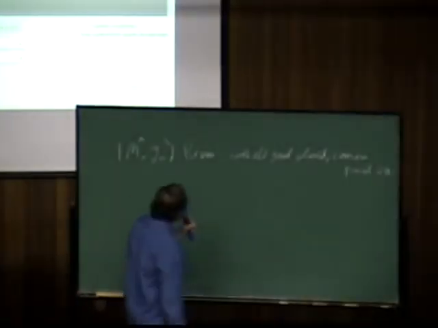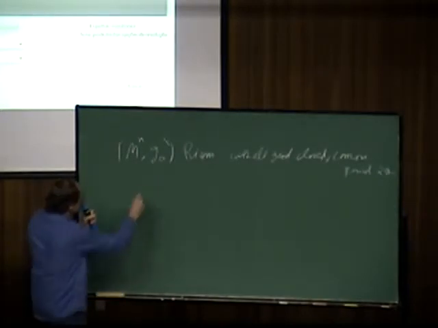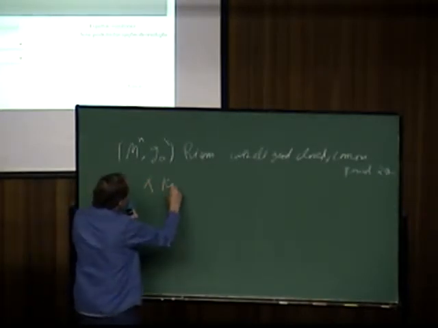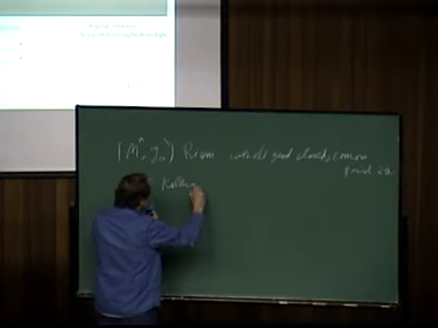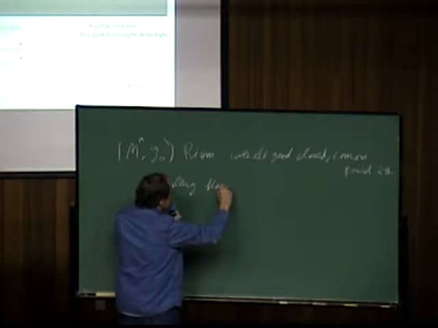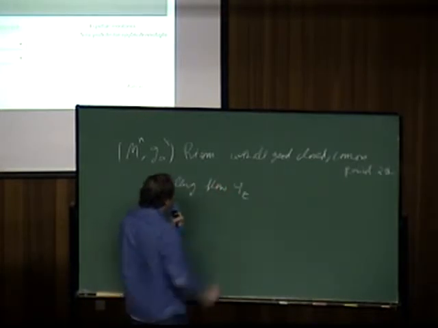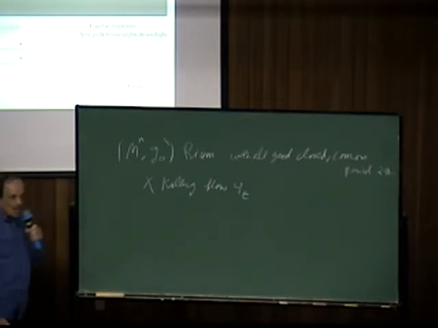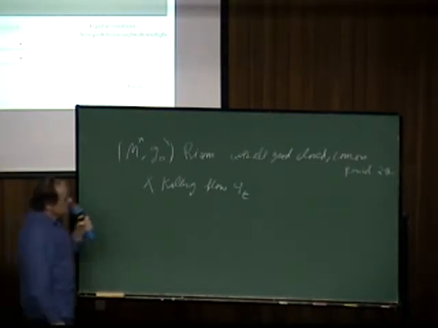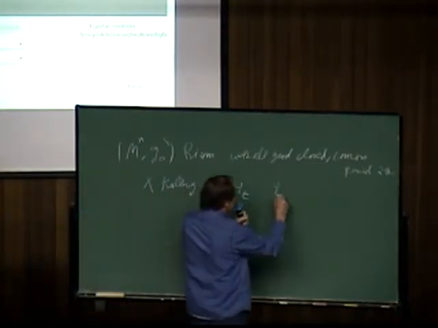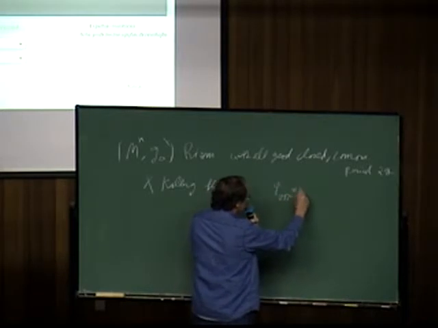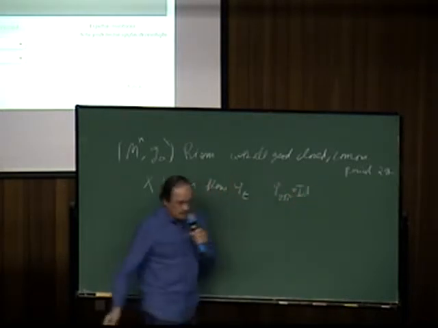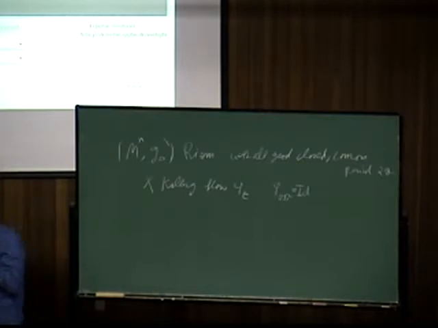So then I assume in addition that there exists a Killing vector field. So let X be Killing, with flow, say, phi t. And without loss of generality, I can assume that this is also periodic, that phi 2 pi is equal to the identity. If there exists one, I can always choose another one with this property. And now I can construct my Finsler metric.